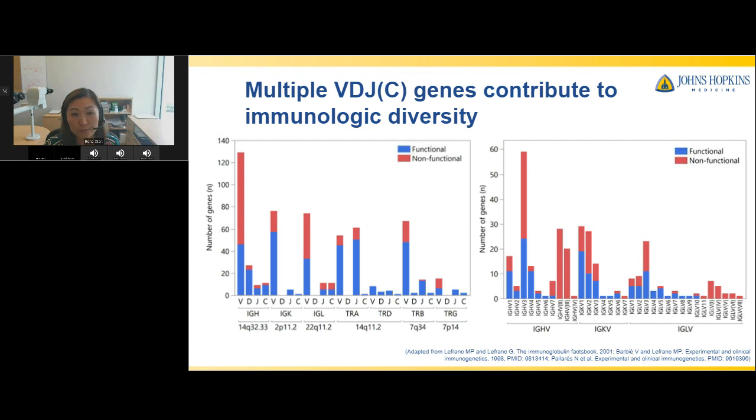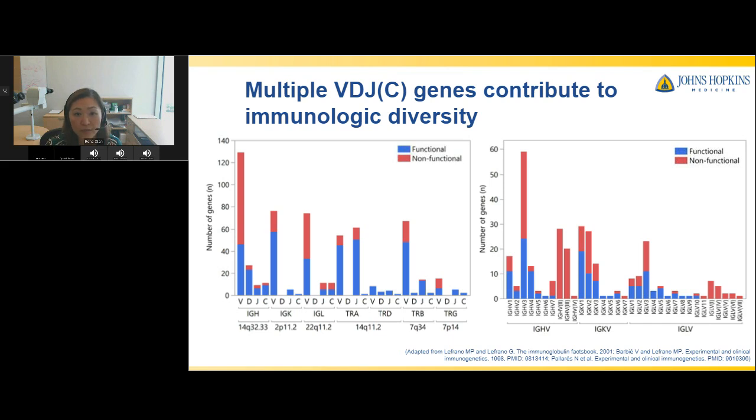T cell receptor. On the left panel right here, you can see a number of known functional and non-functional genes within these individual modules, the VDJ genes, that encode either a full complement of B or T cell receptors. This shows you that the variable genes are usually the most numerous, which is followed by either the diversity or joining genes depending on the locus. This also demonstrates that certain genes only contain VJ combinations whereas others contain VDJ combinations.